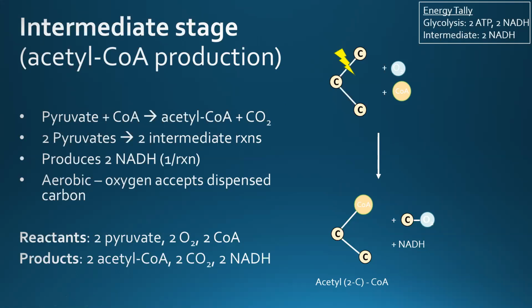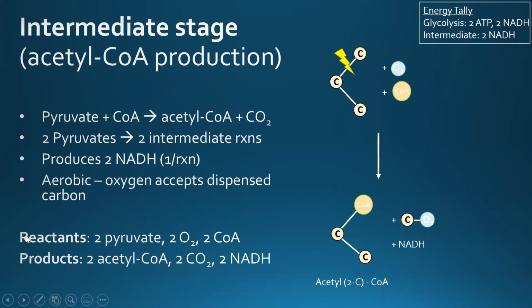Released as carbon dioxide. Remember, we produce 2 pyruvate molecules in glycolysis. That means 2 pyruvates are being oxidized, so you have two intermediate reactions. You're going to produce two NADH. Why? Because each reaction produces an NADH, so overall it is two NADH. And it is aerobic because the oxygen is going to accept the dispensed carbon. That's how you produce the carbon dioxide.